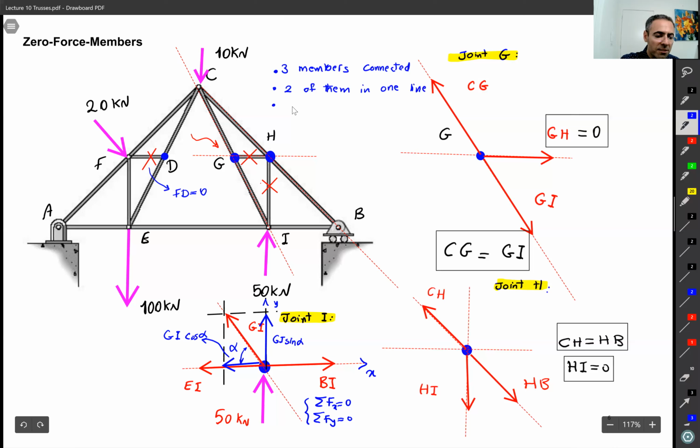And then the third condition, no load on the joint. All right, so look at D. D has these 3 conditions: 1, 2, 3 members. Good. Then we have 2 of them in one line. They are collinear. We are happy. There is no external loads.